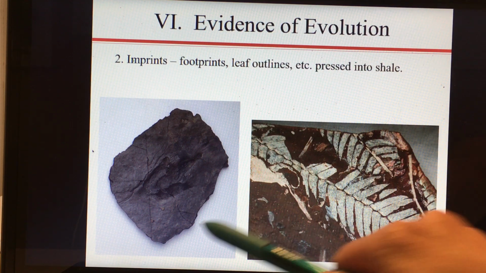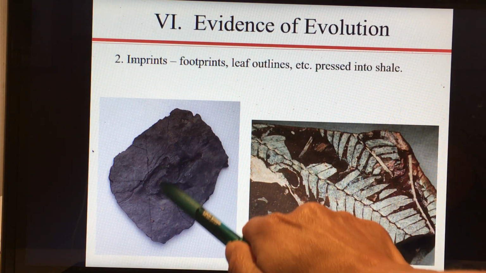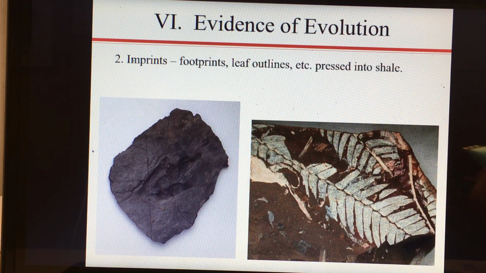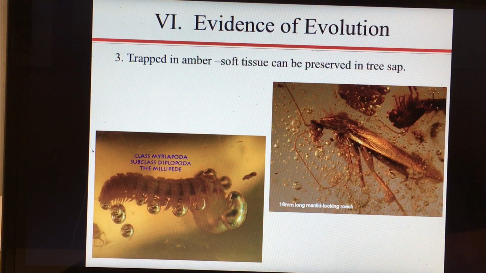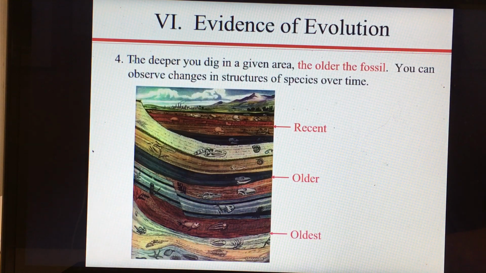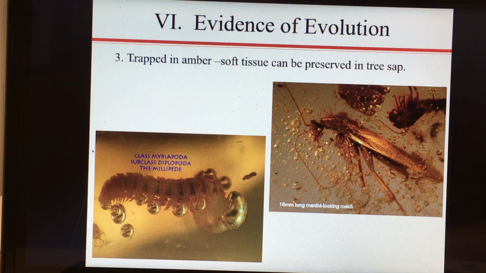I don't know if you can see this very well, but there is a footprint that was in the mud that has fossilized. And this is easier to see. There are imprints of leaves. This looks sort of like ferns. And you can have organisms getting trapped in amber. Amber is fossilized tree sap. You also can get organisms preserved in ice.